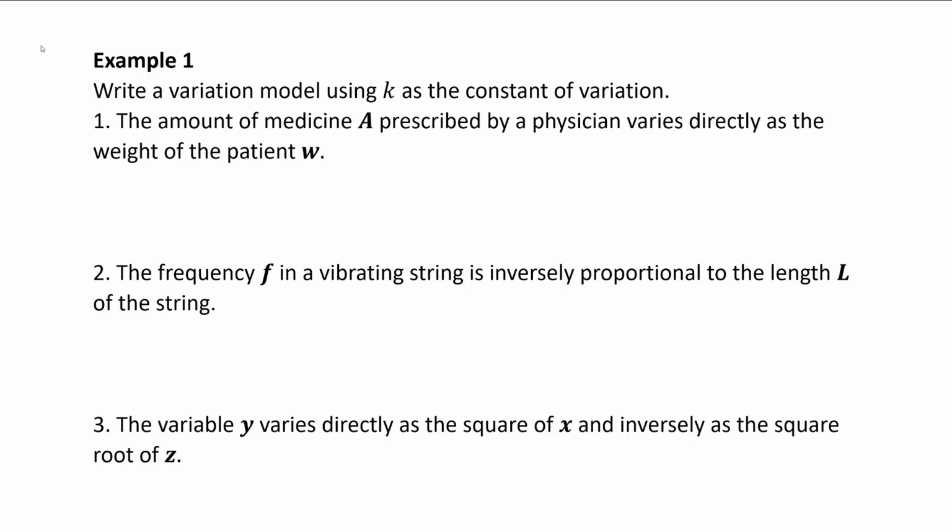All right, so example 1 says write a variation model using k as the constant of variation. The amount of medicine A prescribed by a physician varies directly as the weight of the patient. So we would say that A is equal to K times W because this is a direct variation. The frequency F in a vibrating string is inversely proportional to the length of the string. So that means that the frequency is equal to K over L because we're talking about inverse proportion.